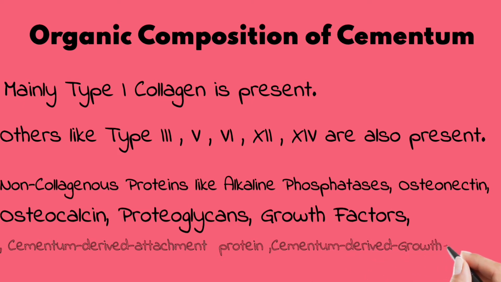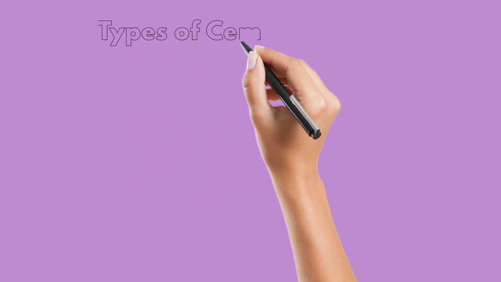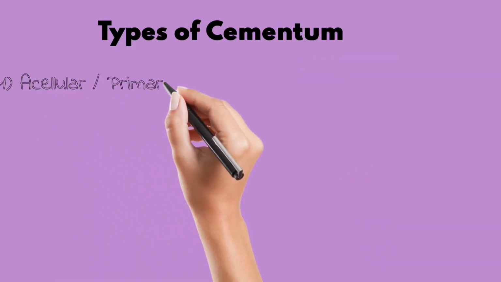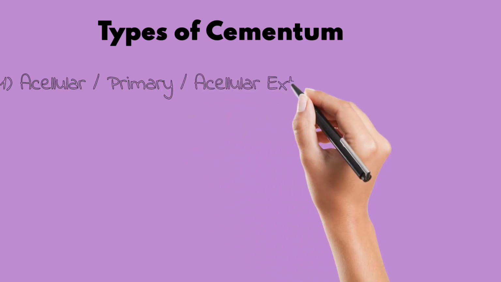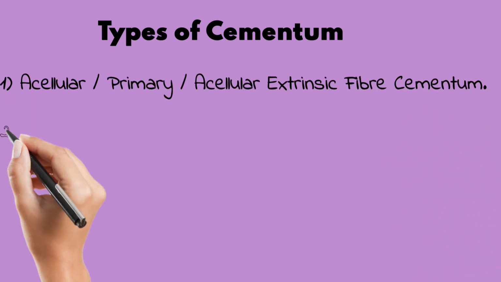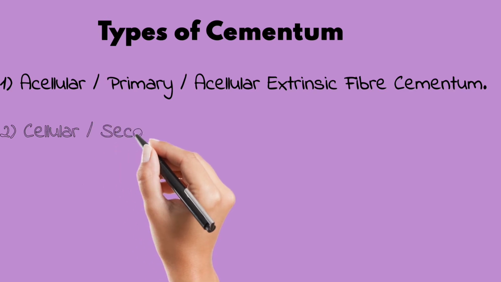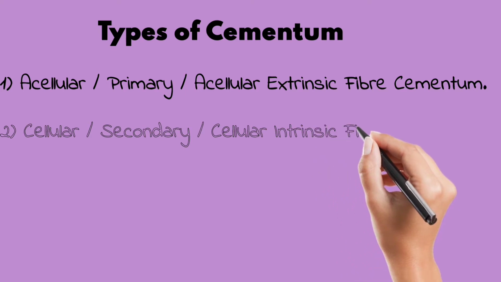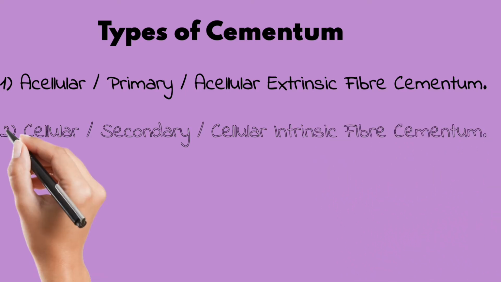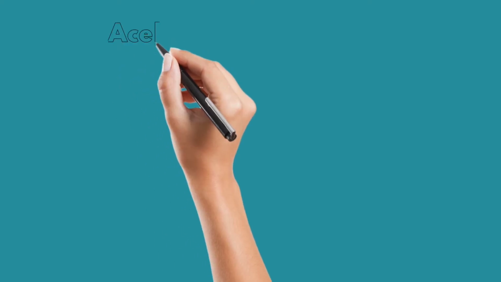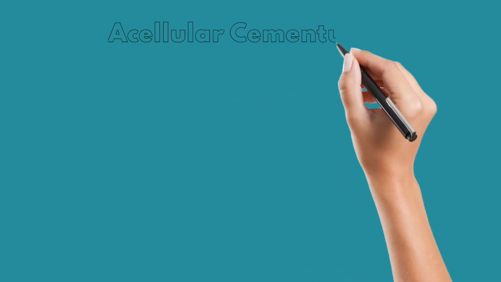Next, we'll move on to a very small topic, that is the types of cementum. Cementum can be further divided into cellular and acellular cementum. This acellular cementum, I repeat, is the primary cementum or the acellular extrinsic fiber cementum. So acellular cementum has three names: acellular cementum, primary cementum, and acellular extrinsic fiber cementum. While the cellular cementum is also called the secondary cementum or the cellular intrinsic fiber cementum. Next, we will learn these two cementums in detail in the next slides.